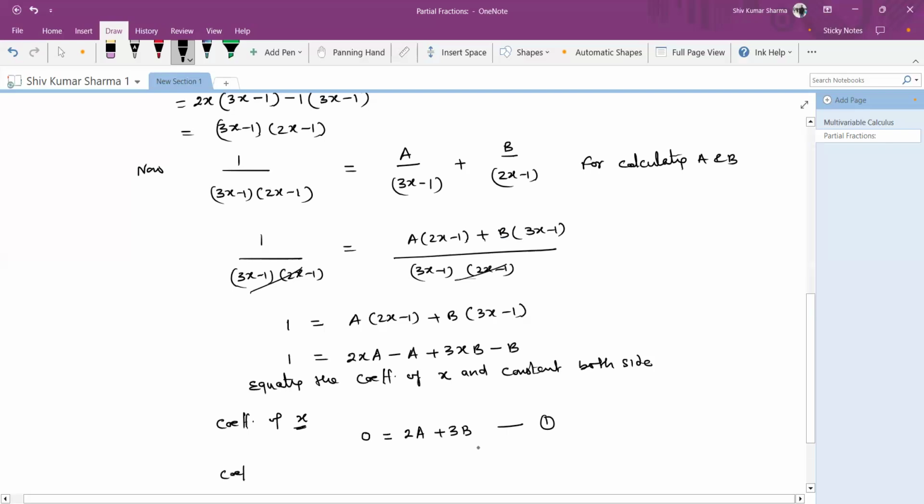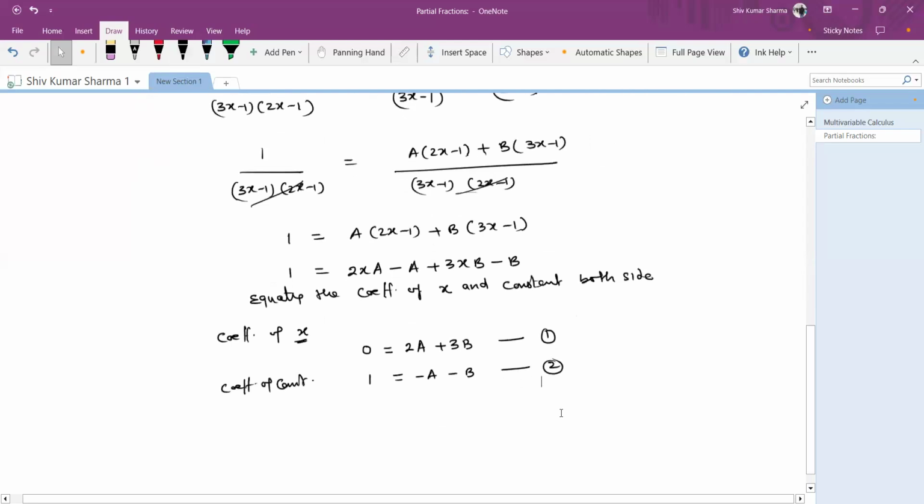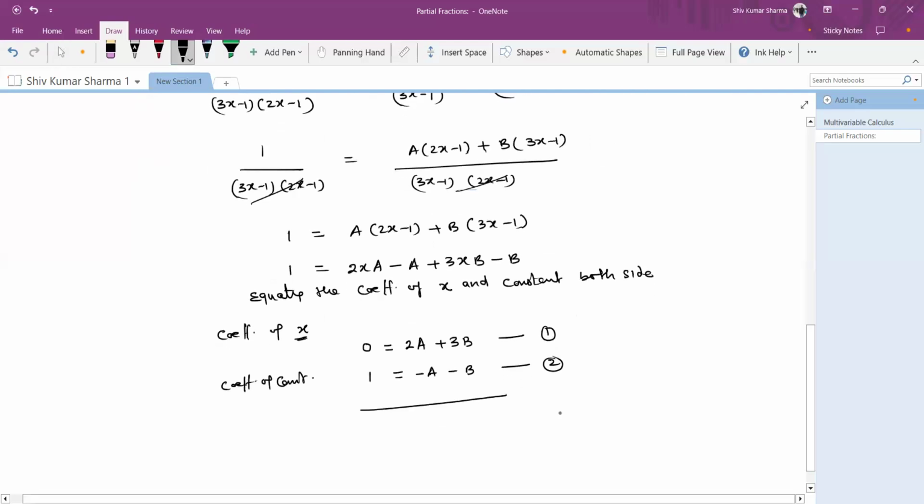And second, we take the coefficient of the constant. The constant on the LHS is 1 and on the RHS it is minus a minus b. So this is our equation number 2. Now we solve these two equations for obtaining a and b.